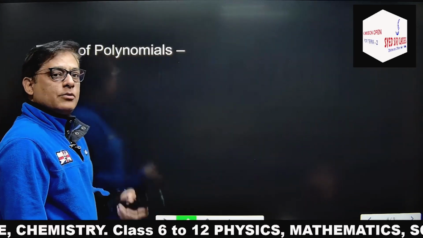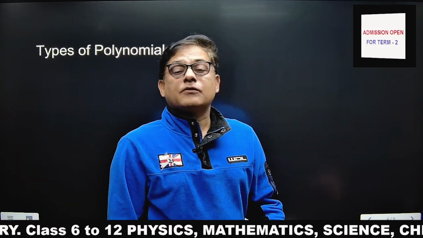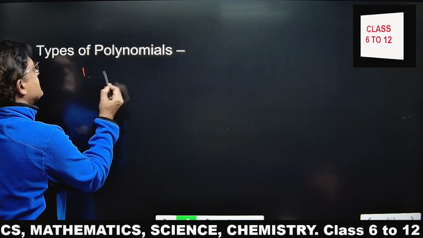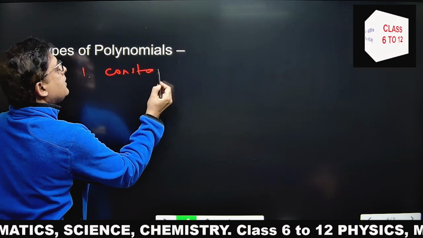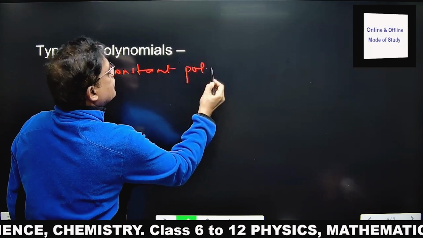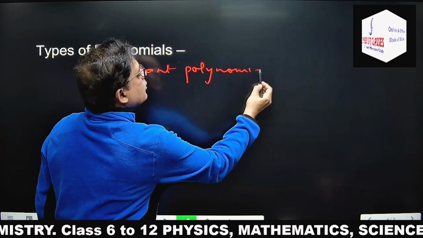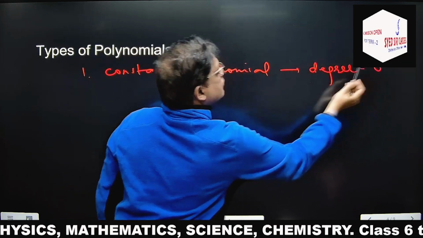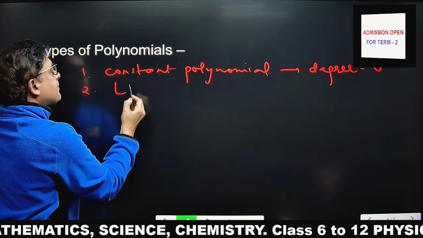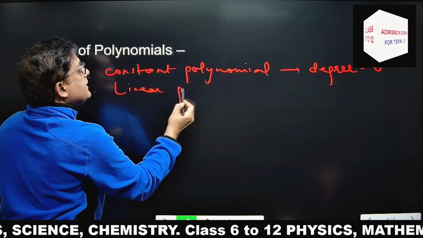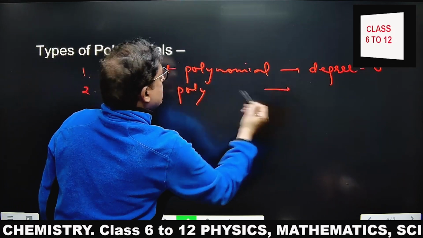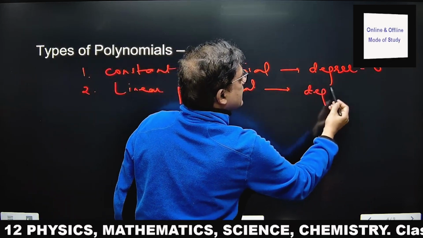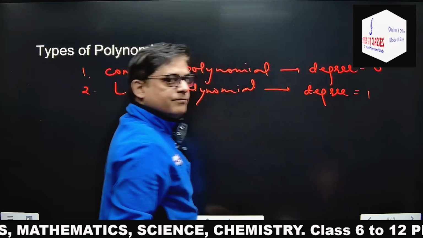What are the types of polynomial? On the basis of the degree, a polynomial is said to be a constant polynomial. So first it is a constant polynomial. Constant polynomial means whose degree is 0. The second one is a linear polynomial. Linear polynomial means its degree is 1.